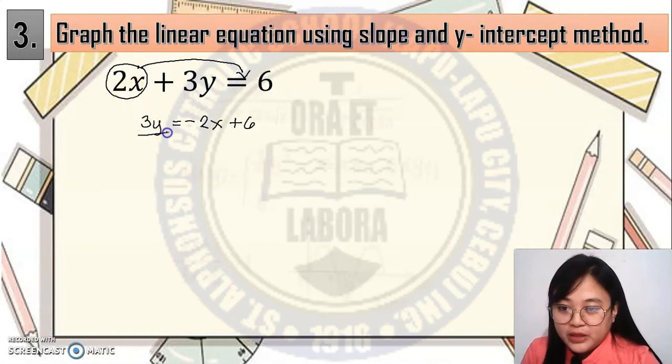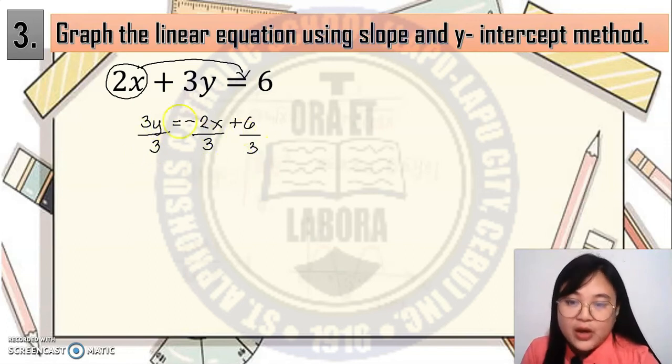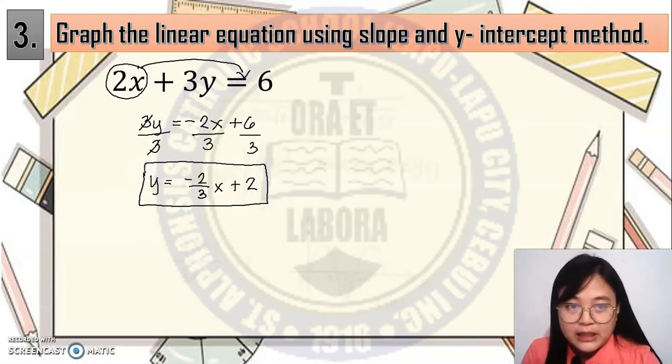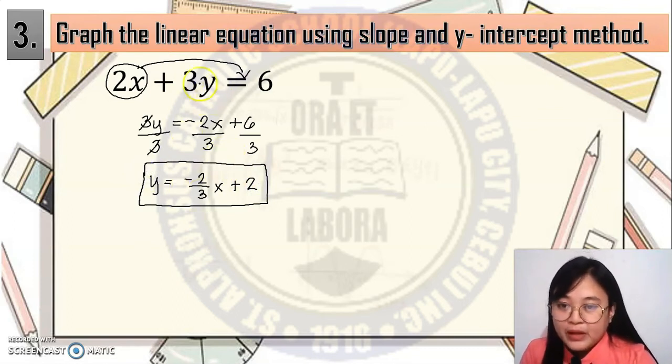Afterwards, we need to divide it by 3 because we want the only term left on this side of the equal sign to be y. Divide by 3 on all sides, since you divide one side by 3, also divide all the terms by 3. Then cancel this one. So y equals negative 2 over 3 x, you cannot divide that one, plus 6 divided by 3 is 2. So here we already have the slope-intercept form of this linear equation.